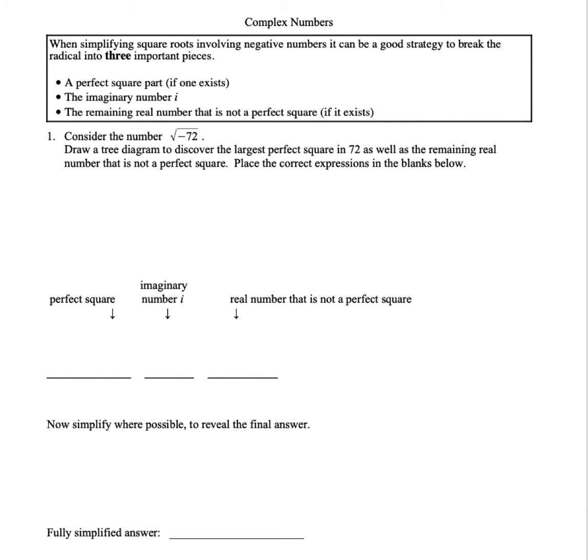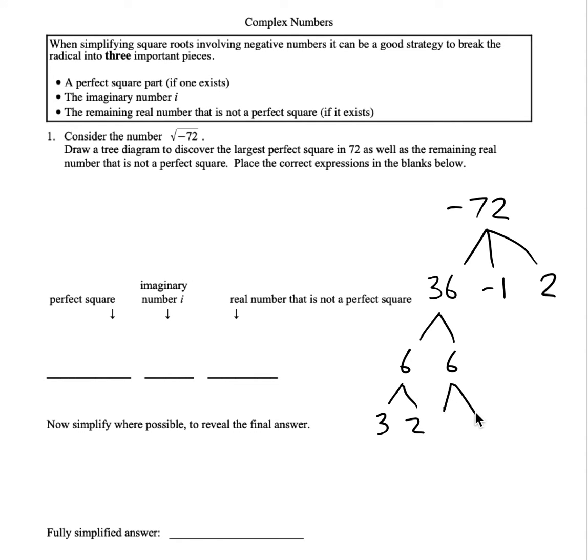Let's say we're going to simplify radical negative 72. Let's draw a tree diagram for negative 72. This time, I'm going to take out the negative 1. Negative 72 could be thought of as 36 times negative 1 times 2, for example. And 36 breaks into 6 and 6. That's 3 times 2 and 2 times 3.